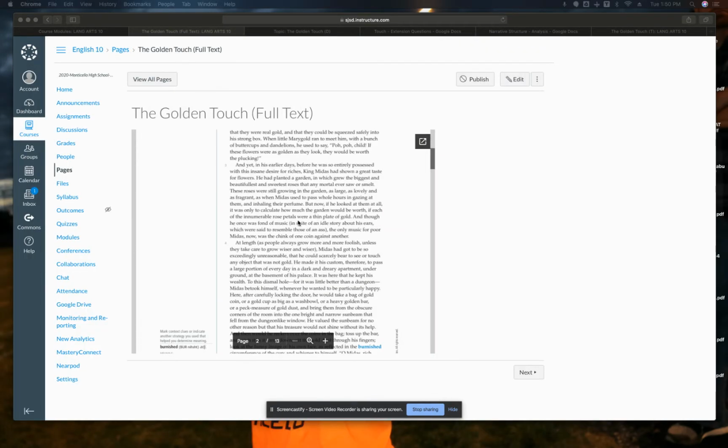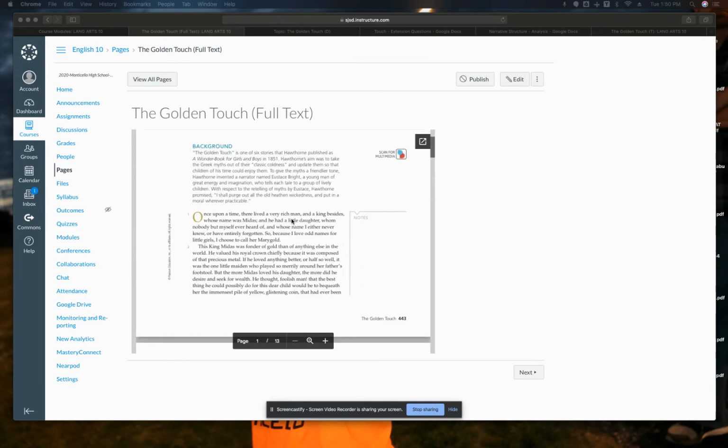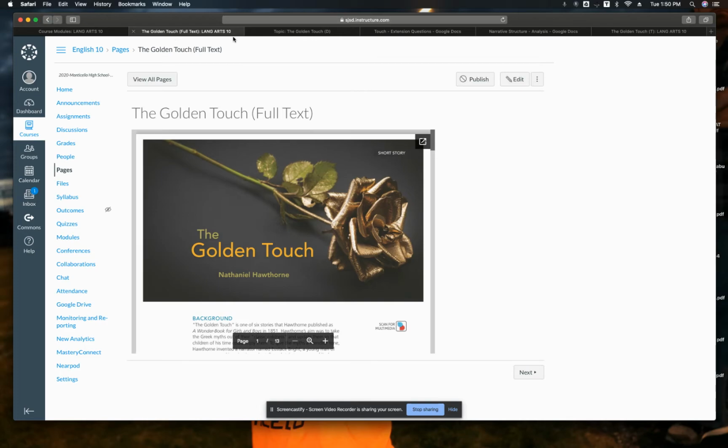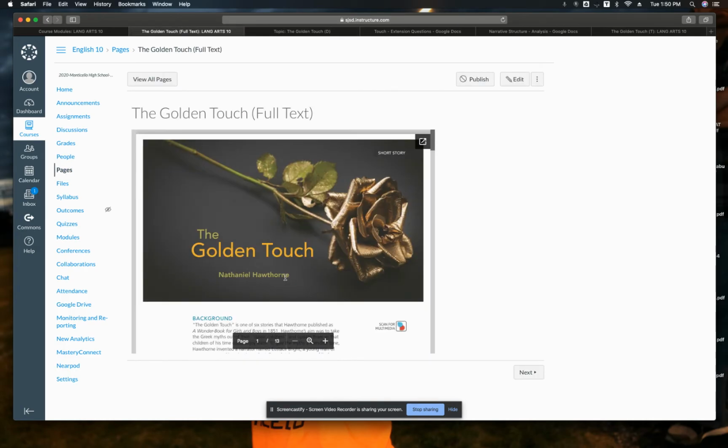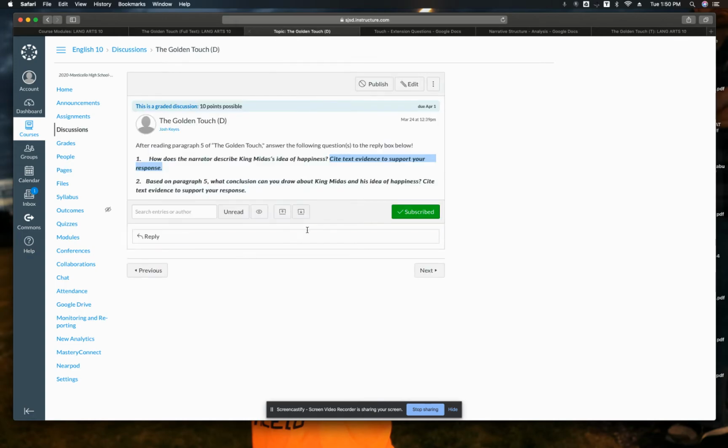Okay, so after you read the Golden Touch and you analyze the plot structure in the Golden Touch, we will have the discussion. The discussion is simple this week. It says, after reading paragraph 5, answer the following questions. 1, how does the narrator describe King Midas, his idea of happiness, which we can all infer is going to be gold. And I want you to cite evidence to support your answer. Now, when citing the evidence, use the name Hawthorne. This is a story written by Nathaniel Hawthorne. Use the Hawthorne as in the in-text citation.